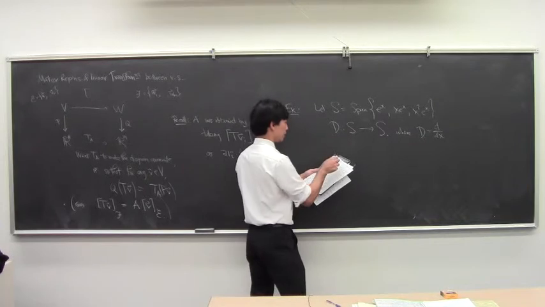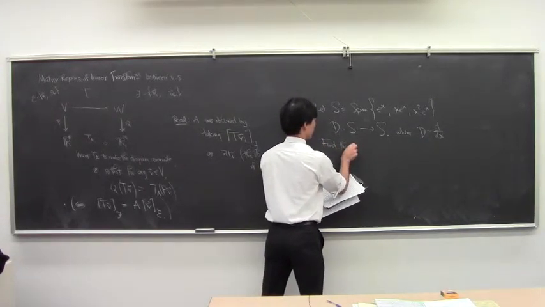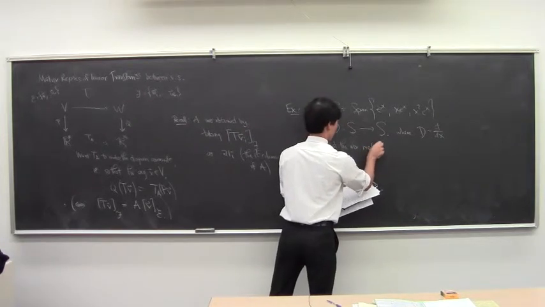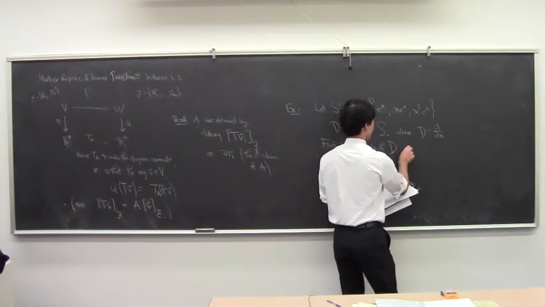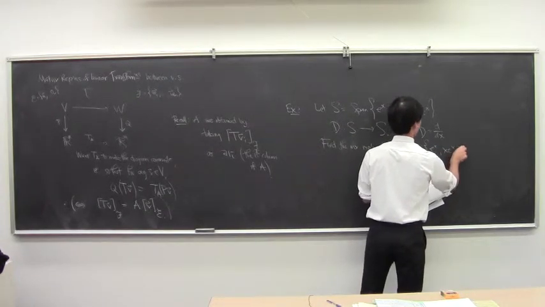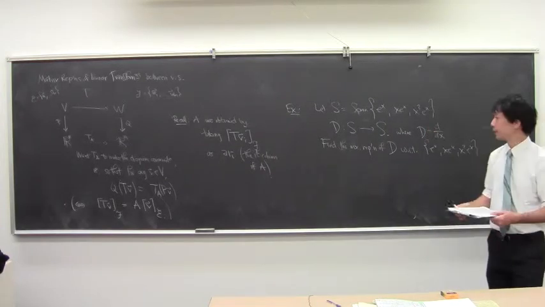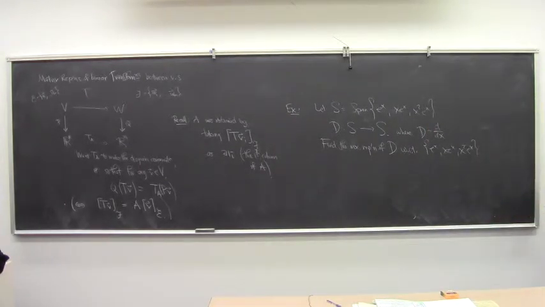I'd like you to find the matrix representation of D with respect to that basis, e to the x, x e to the x, x squared e to the x. That should take you maybe 2 or 3 minutes.